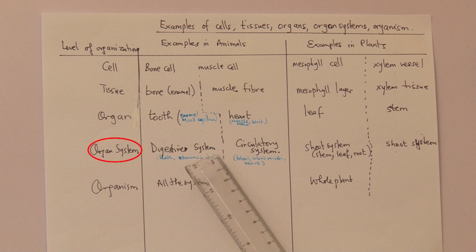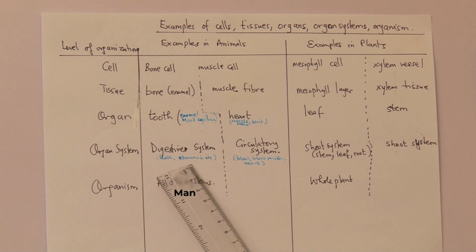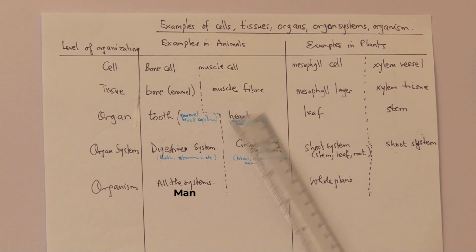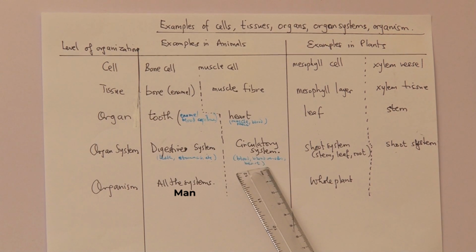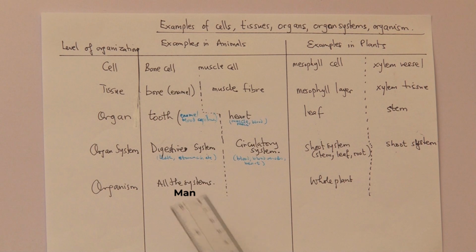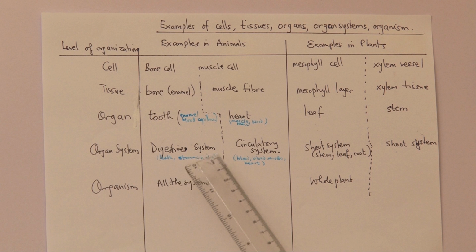When you come to an organ system, we have digestive system. This digestive system is made up of the tooth, esophagus, stomach, you have liver. All these are organs. And all these organs put together to form an organ system. That's the digestive system. And then if you come to muscle and muscle fibers and heart, you have the circulatory system. So all the systems put together, you have an organism, a complete, whole, independent organism.